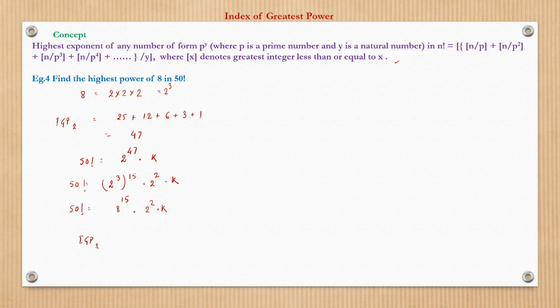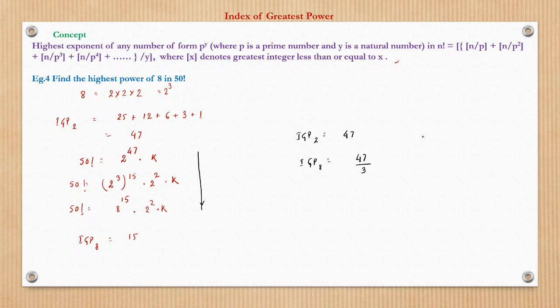So IGP of 8 is nothing but 15. Rather than solving this, as a concept, I have explained this through these steps. But if I get IGP of 2, it is nothing but 47. So IGP of 8 would be 47 by 3.